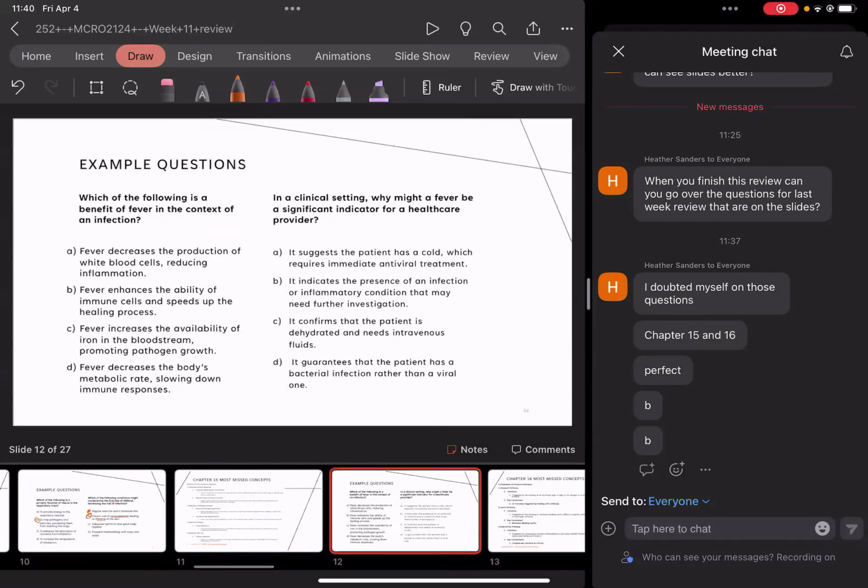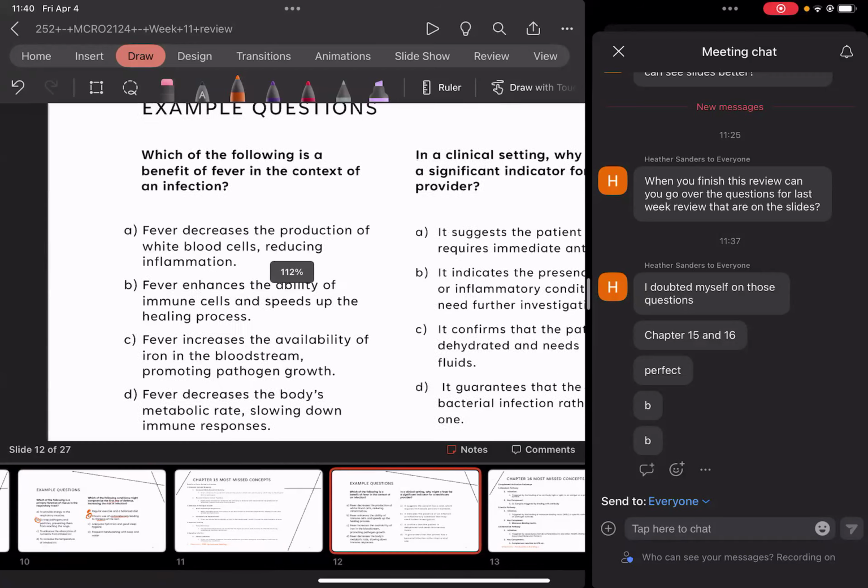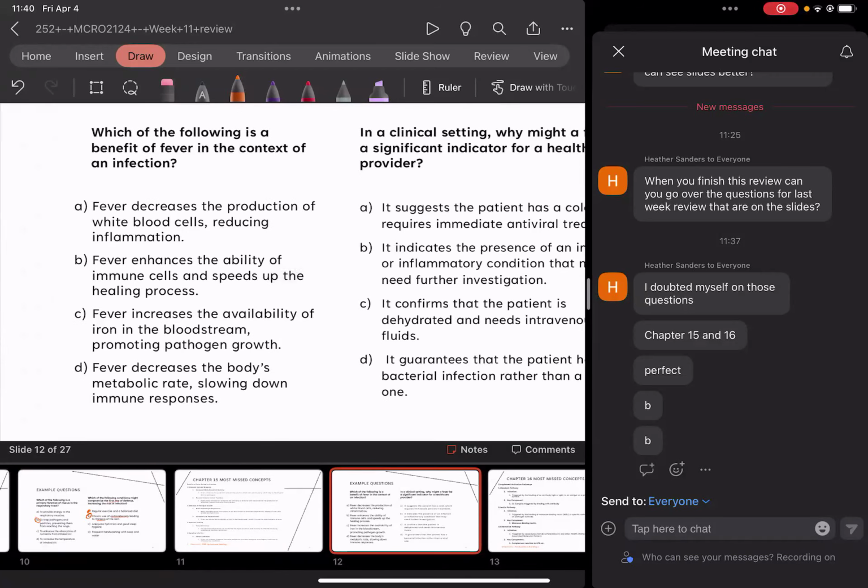All right, so let's go on to the next one. Which of the following is a benefit of fever in the context of an infection? We have plenty of benefits of fever. We have benefits that help our body function better, and benefits that inhibit the microbes from growing. So let's look through our choices. Fever decreases production of white blood cells, reducing inflammation. That is not true. Fever increases the function of our white blood cells and can actually lead to increasing inflammation. But remember that inflammation is important for fighting pathogens, so that's actually a good thing.